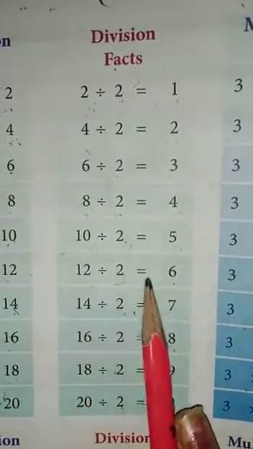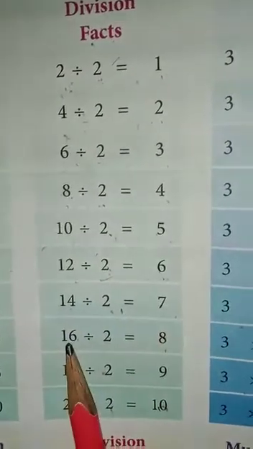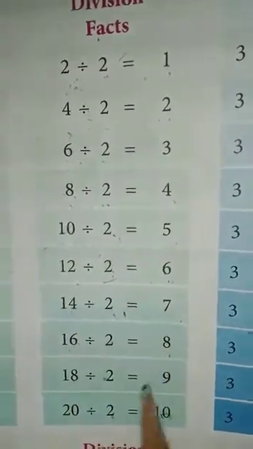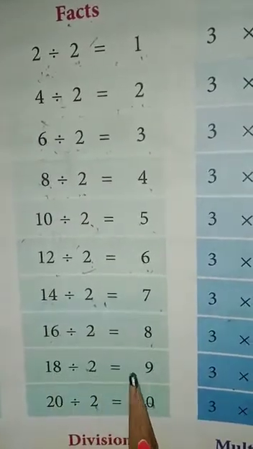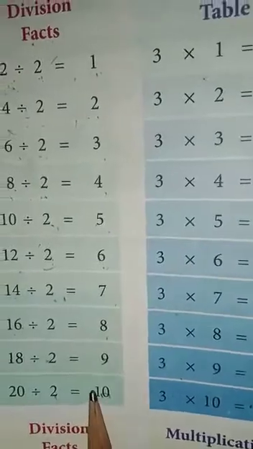12 divided by 2 is equal to 6. 14 divided by 2 is equal to 7. 16 divided by 2 is equal to 8. 18 divided by 2 is equal to 9. 20 divided by 2 is equal to 10.